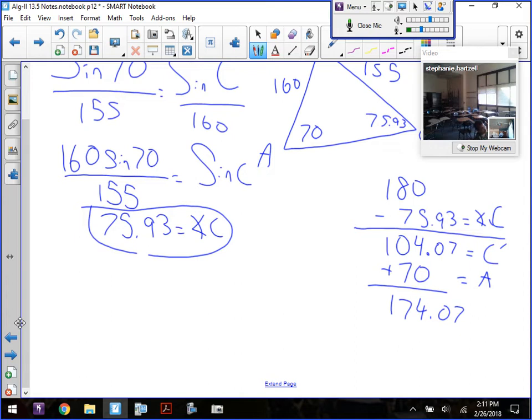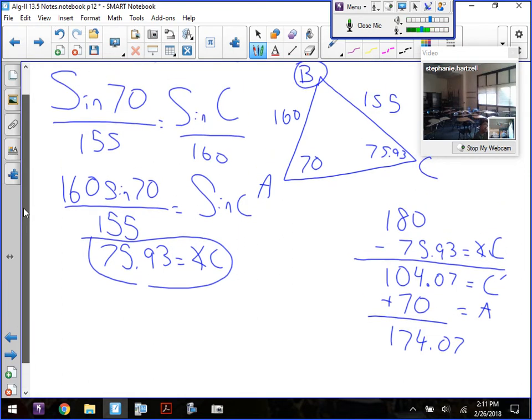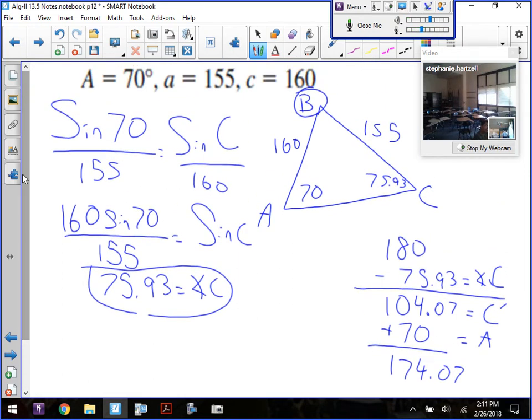Yes, ma'am? What do you mean by degrees? Okay, so when we did this one here, we found angle C to be 75.93. When you take this triangle with A, B, and C to start with, I would add 70 to 75.93, and we get what, 145.93, I believe. If I subtract that from 180, I get angle B up here at 34.07. And that's what we would have done normally, correct?